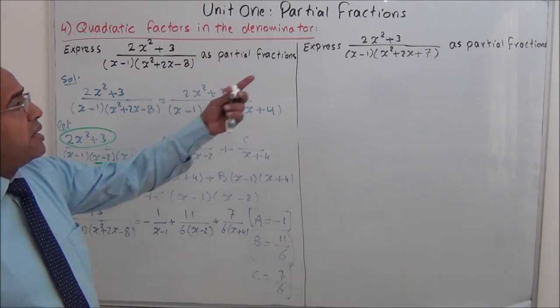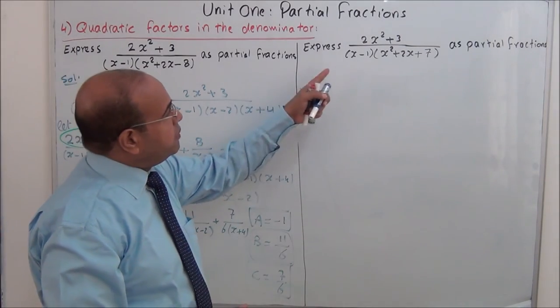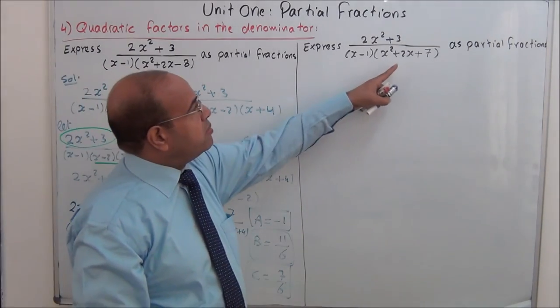Now we go to the other example. Look at this example: express (2x squared plus 3) over (x minus 1)(x squared plus 2x plus 7) as a partial fraction.